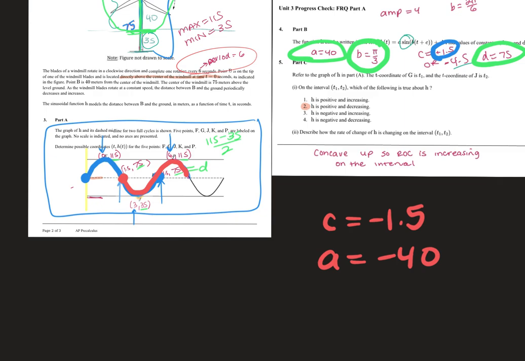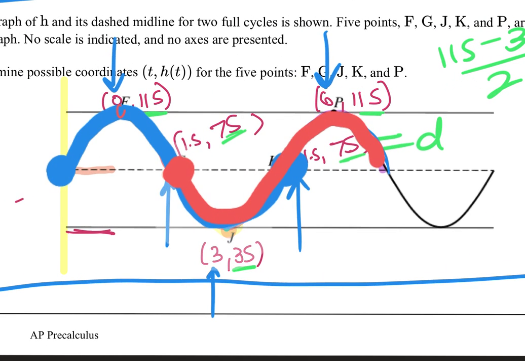Wait, for the first blue curve, the C coordinate for that? The C coordinate would be positive 1.5, because I went backwards. So 0 is here. That's like your axis. So if we went left, that's positive.